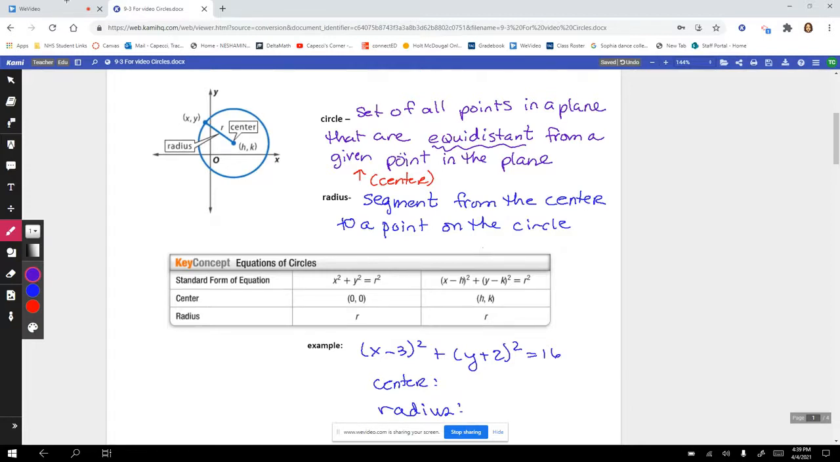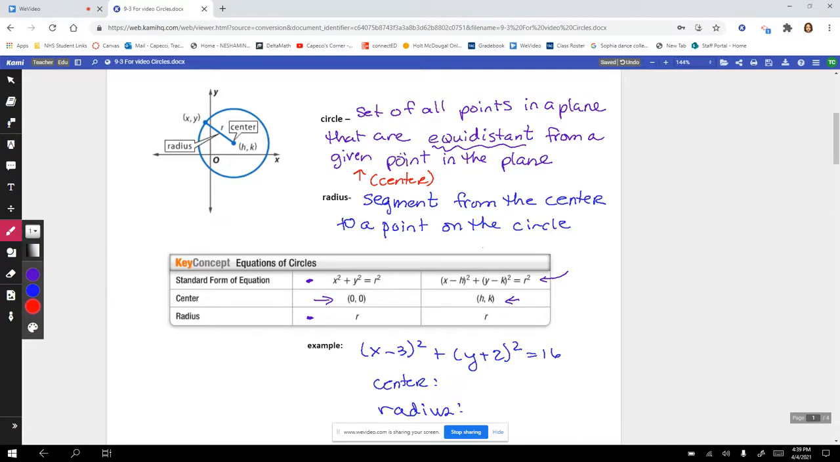So here's the standard form: x squared plus y squared is equal to r squared. That is when the center is at 0, 0, at the origin, and the radius is always r. Now, if the center is shifted, when it's not on the origin, this is the formula we're going to use: (x minus h) squared plus (y minus k) squared is equal to r squared. And the center is going to be given by these variables, (h, k).